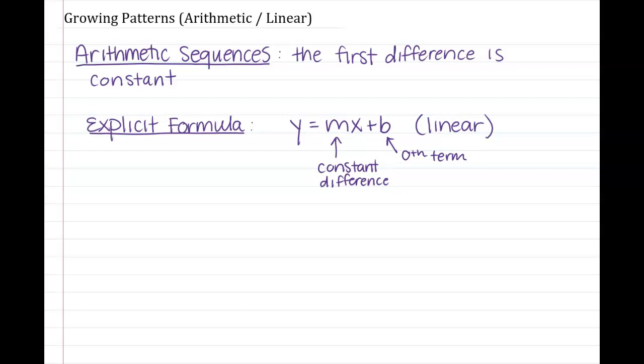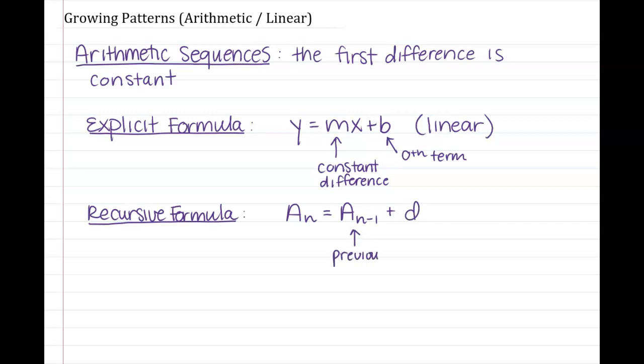And we also have a recursive formula. And when you define something recursively, it means you're finding values based on values you already have. So for this y equals mx plus b, you can plug in any x value and you can come up with your term. For recursive, you need the term before. So a sub n, a for arithmetic, that's why we'll use a, equals a sub n minus 1 plus d. And our a sub n minus 1 is just our previous term. And our d is going to be our constant difference.